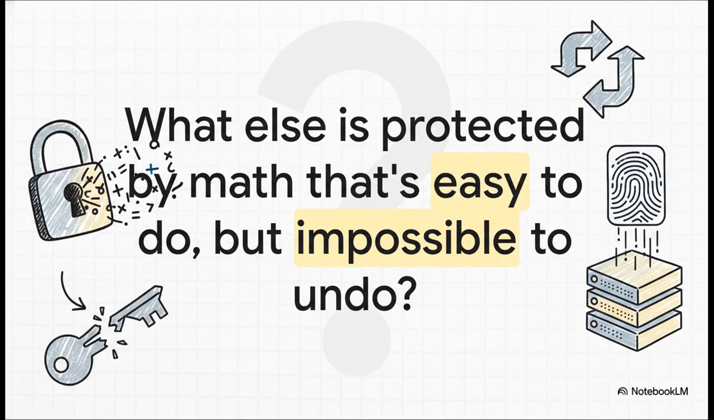Which kind of leaves us with one final thought. We've seen how this incredible principle of an irreversible process secures our digital lives. But just think about it for a second. What else in our world, whether it's digital or physical, is protected not by a lock and a key, but by a process that's really easy to do, yet completely impossible to undo?